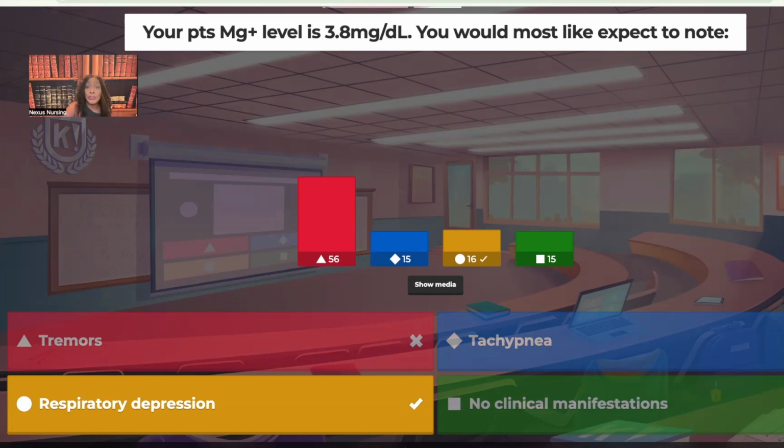We're not going to see tachypnea. What is tachypnea? Increased respirations. Respiration is supposed to be about 12 to 22. You'd see respirations at 24, 26, whatever. But no, this patient's magnesium levels are high. And last, no clinical manifestations. 15 people chose this answer.